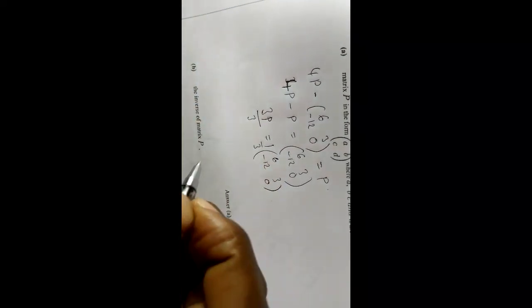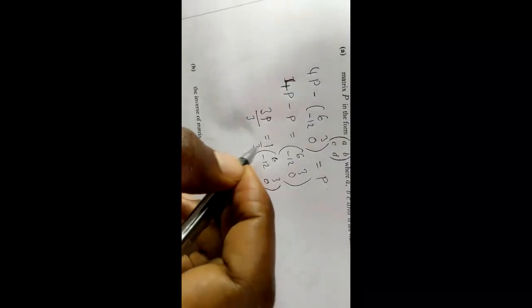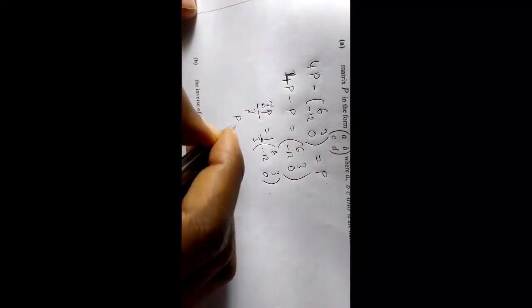So now we can divide both sides by 3. So this is the same as saying multiplied by 1 over 3. So this side is multiplied by 1 over 3. This is because you cannot say divided by 3 with a matrix. So this cancels this. So this is p is equal to.